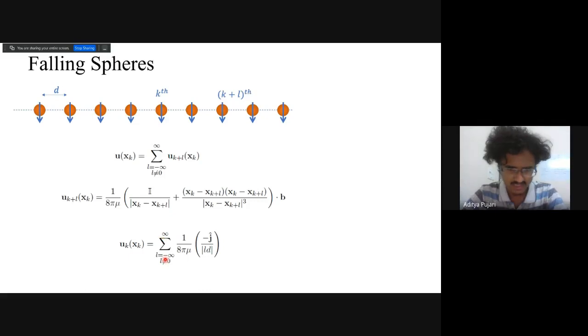Below, this is the resultant solution you get, and you can see there's only a minus j vector. So there's no vector component in the x direction. So you can see all of them are just falling vertically downwards.